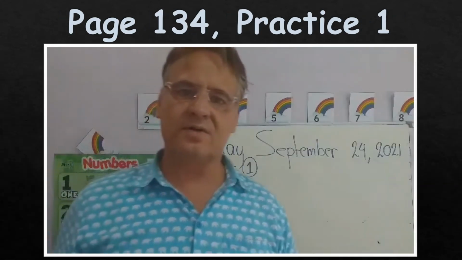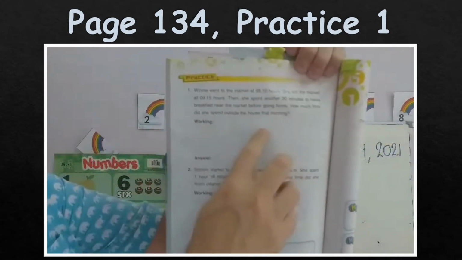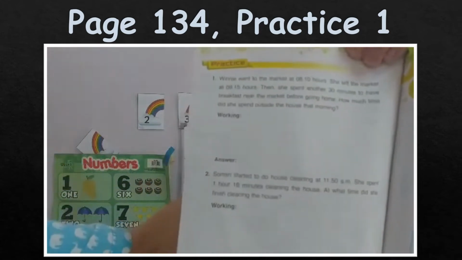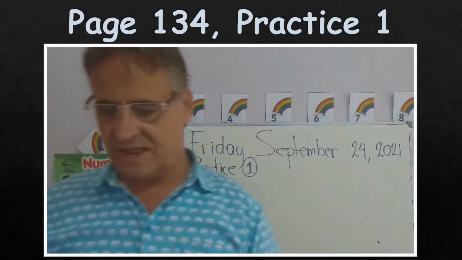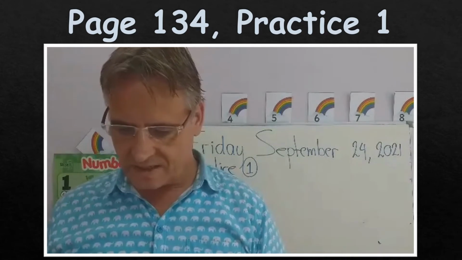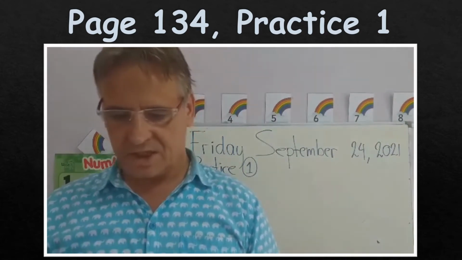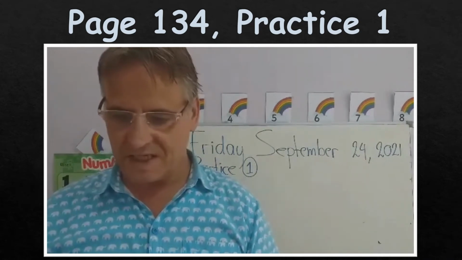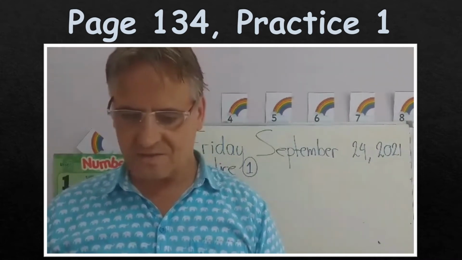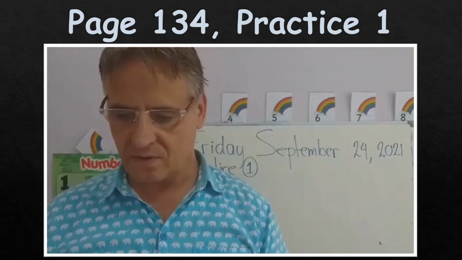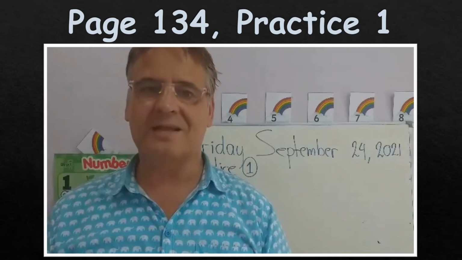Page 134, practice one. That is this one here at the top. About Winnie. Okay, let's read. Winnie went to the market at 08:10 hours. She left the market at 9:15 hours. Then she spent another 30 minutes to have breakfast near the market before going home. How much time did she spend outside the house that morning?